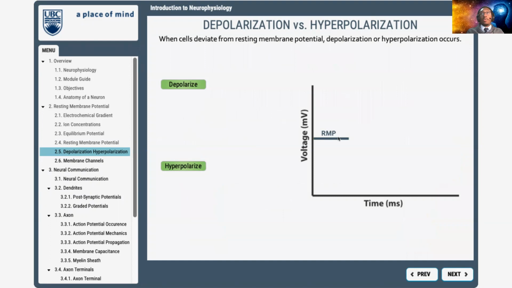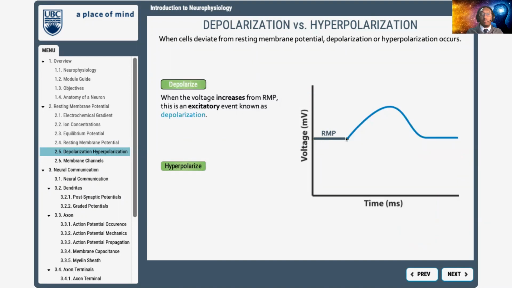When the neuron is at a resting membrane potential of negative 70 millivolts and a signal comes through, it is depolarized. It becomes more positive. When you hear the word depolarized, think more positive. The membrane becomes more positive, and that is considered to be an excitatory event.